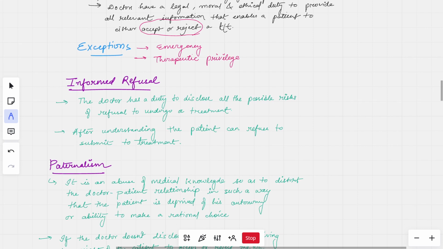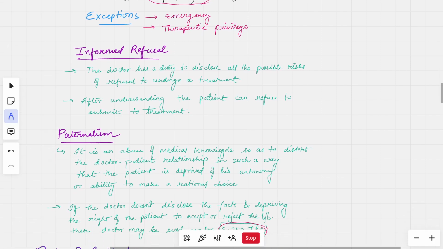The doctor has a duty to disclose all the possible risks of refusal to undergo a treatment. It means the doctor has to explain every detail of that treatment to the patient, and it is on the patient to decide whether they want to accept the treatment or not. They can refuse the treatment anytime they want. After understanding, the patient can refuse to submit to treatment.